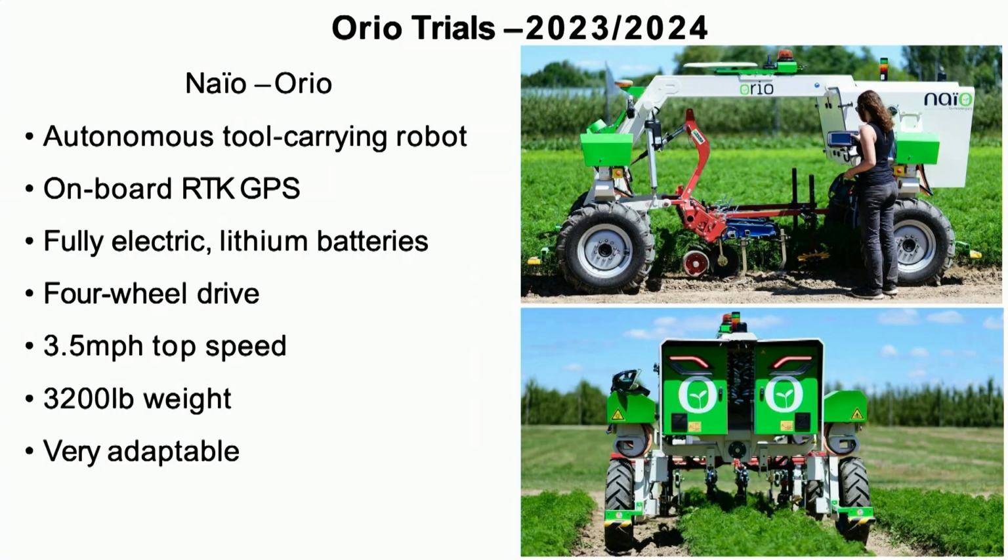Naia listened to this, and they came back with the Oreo. This robot is what they call an autonomous tool carrying platform. It has a 3-point hitch, so you can put whatever on it that you want. It's loaded with RTK, fully electric, 4-wheel drive. It moves along at a decent clip, about 3.5 kilometers an hour, weighs about as much as a car, and is very adaptable.